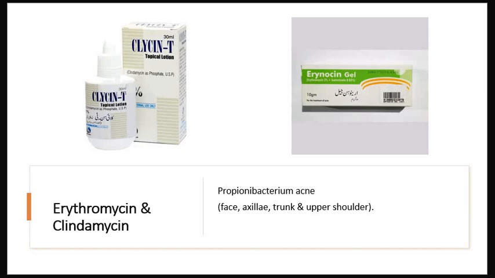Okay, so as I have already mentioned earlier, Propionibacterium acnes, which is also labeled as Cutibacterium, causes acne lesions over the face, axilla, trunk, and upper shoulder. The antibiotics that are active against Propionibacterium are erythromycin and clindamycin, and they come in the market in the form of lotion, gels, ointment, and cream, and these are active against Propionibacterium acnes, which is also known as Cutibacterium acnes.